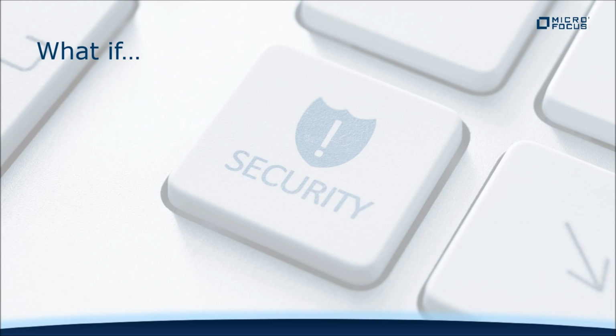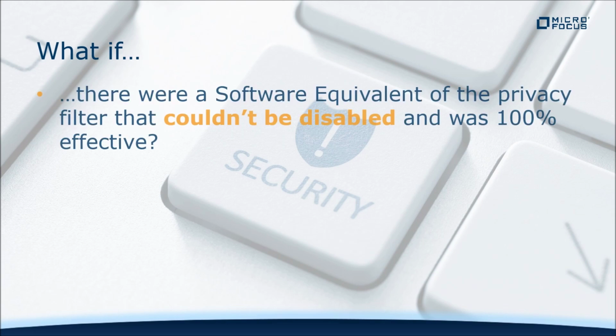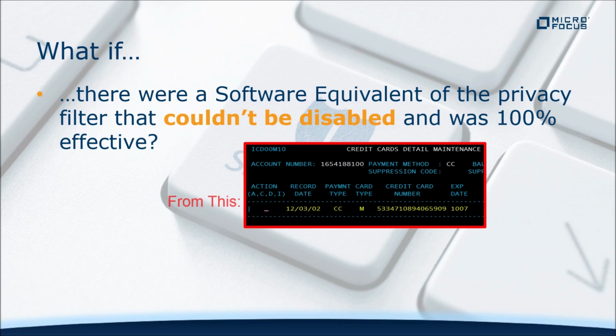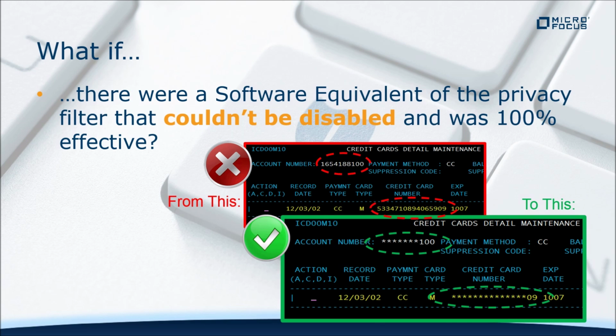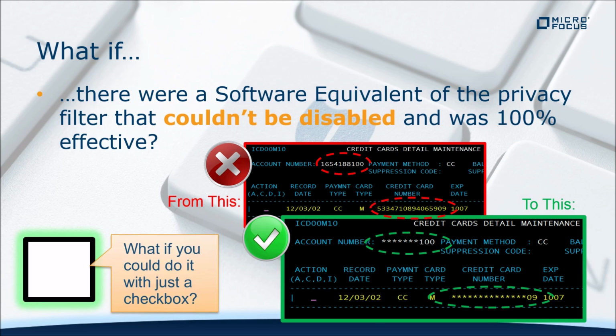But what if there were an easier way to protect your data? Imagine an electronic version of a privacy filter that was always on and couldn't be disabled. You'd be able to go from a screen that looked like this to something like this, where the data is masked. And what if you could implement it without any code changes to your host?